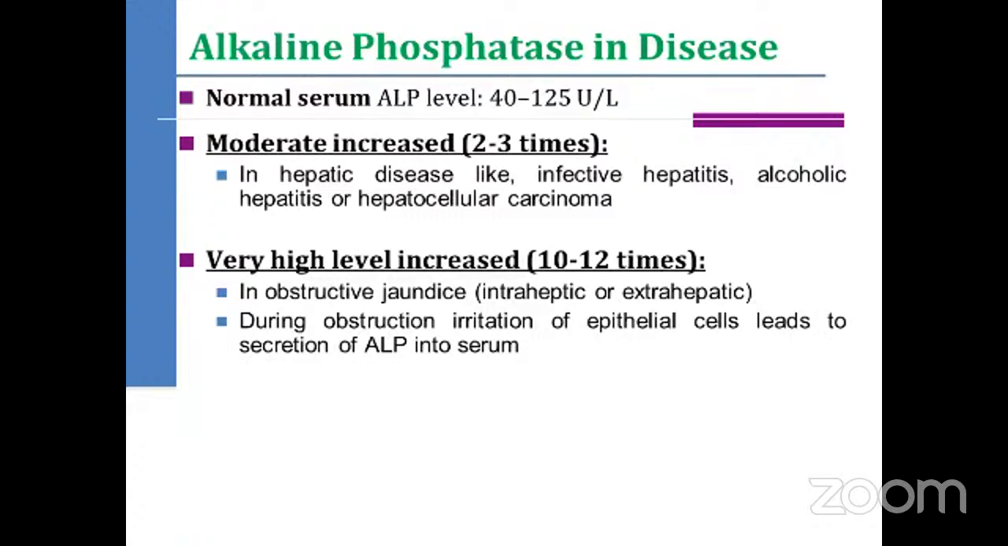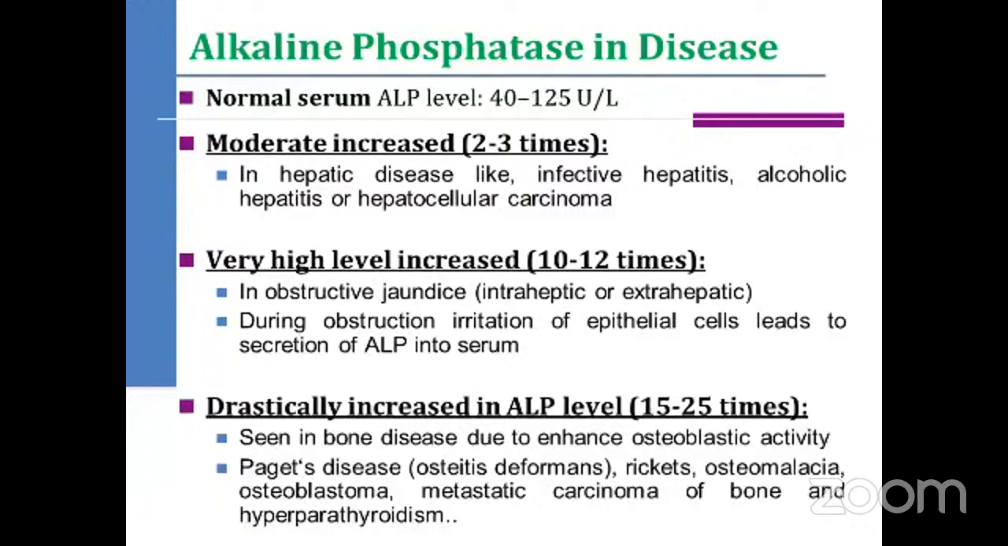Okay. And during obstruction, why is there an increased level? Because during the obstruction, there will be irritation to the epithelial cells of the canaliculi of the biliary tract. Whenever there is infection to the biliary tract, the cells release the ALP. Because ALP is present in the biliary tract. So if there is infection to the biliary tract, this enzyme concentration will increase.